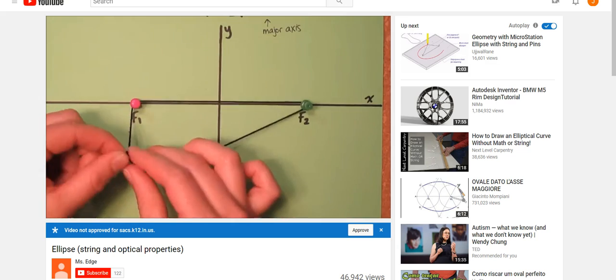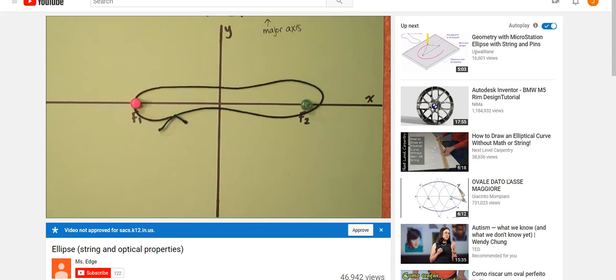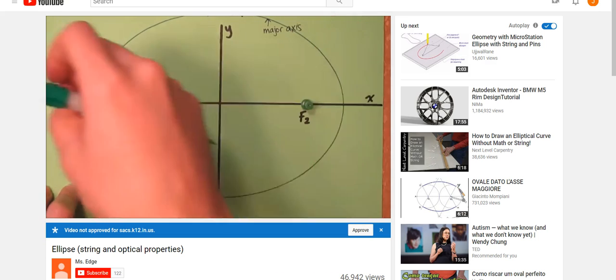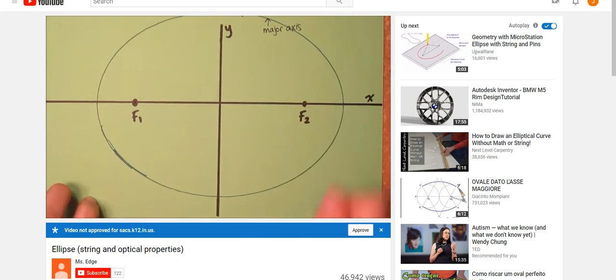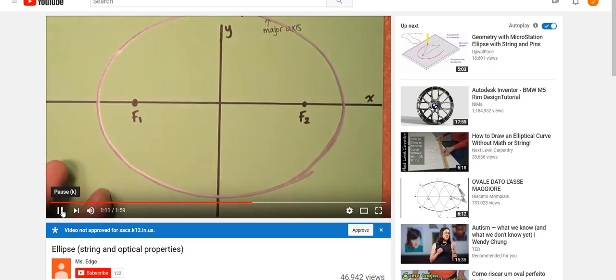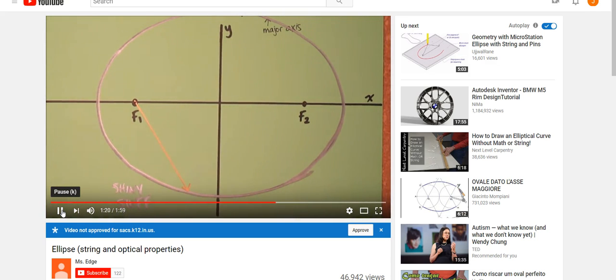Then we put the pen in and keep the string tight, and by doing that they can draw that elliptical shape. Then they can highlight it. They're saying that if they take that distance and add it to the other distance, which they're about to draw, they get a particular value, and that value happens to be twice the length of the major axis.